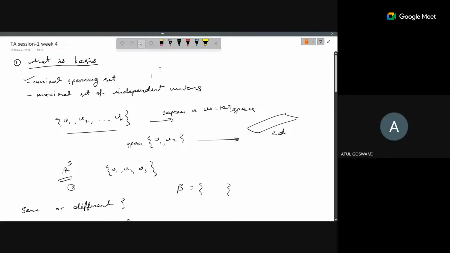Yes, minimal spanning. Minimal means if you take a smaller set, then we will not be able to span the whole vector space. Okay, sir, that is why it is a basis.